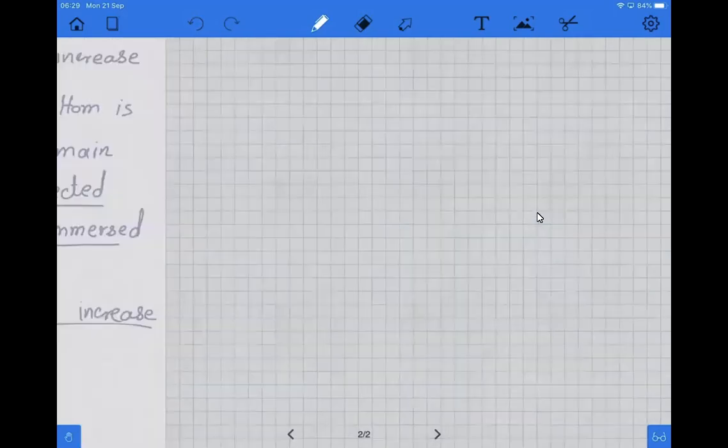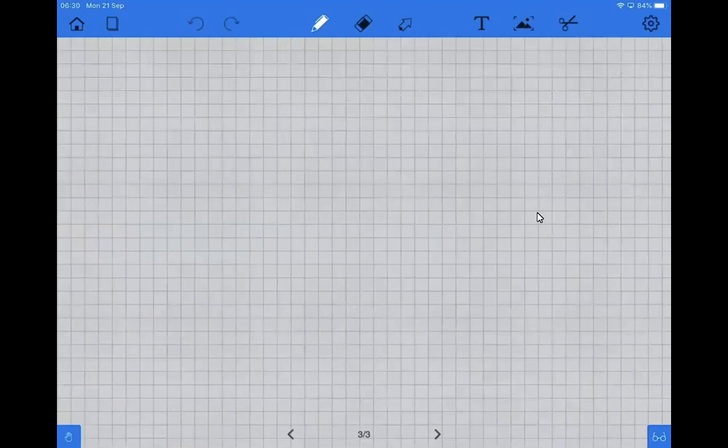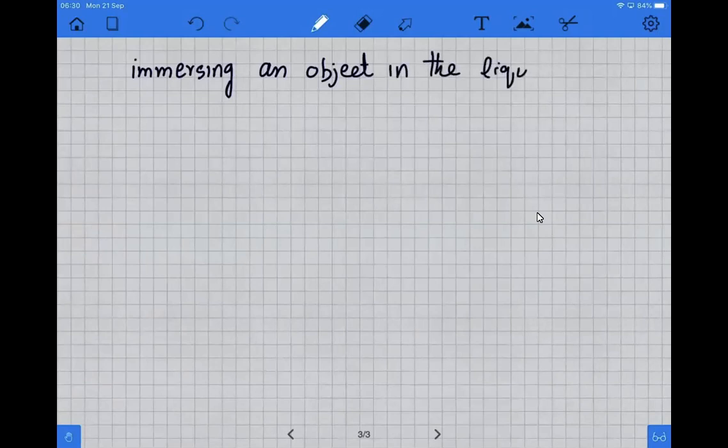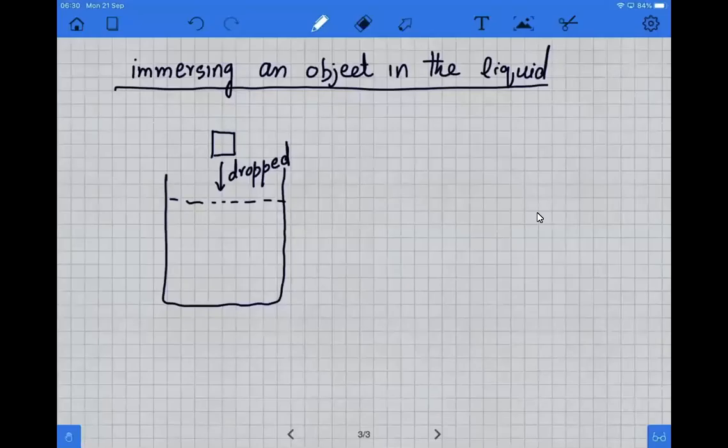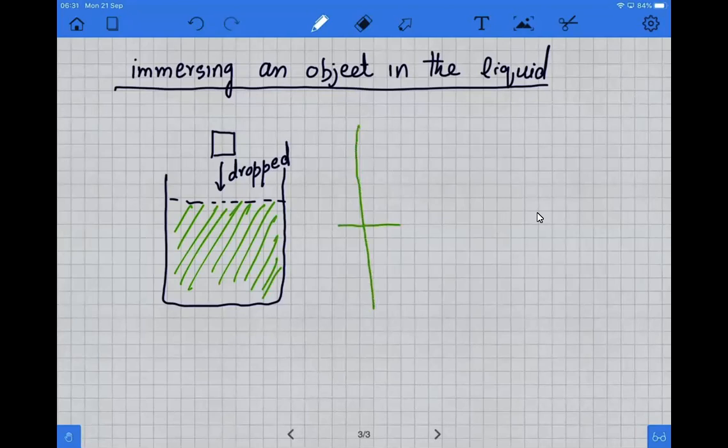Now, one last thing is that if we immerse an object in the liquid, for example, if we drop something into the liquid, then it will take some time to reach the surface of the liquid, then it will be immersed inside the liquid, and then when it is fully immersed, after that the depth will increase.